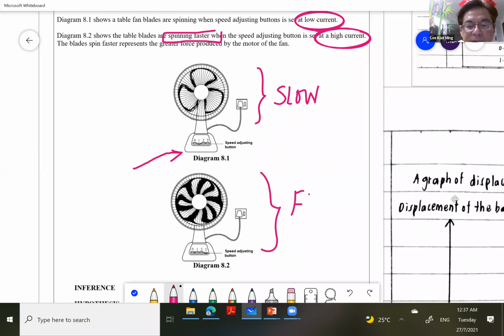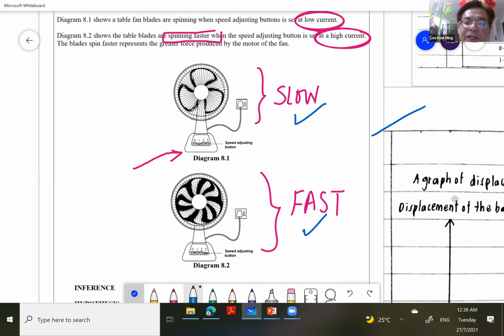So what causes the fan to rotate slowly or quickly? Understood? The current, right? So your manipulated variable will be the current. Clear? And the responding variable will be the distance of the copper rod that moves. So we're going to look at the answer given by my student.